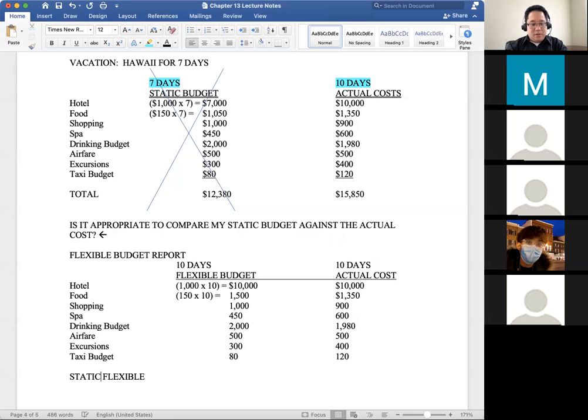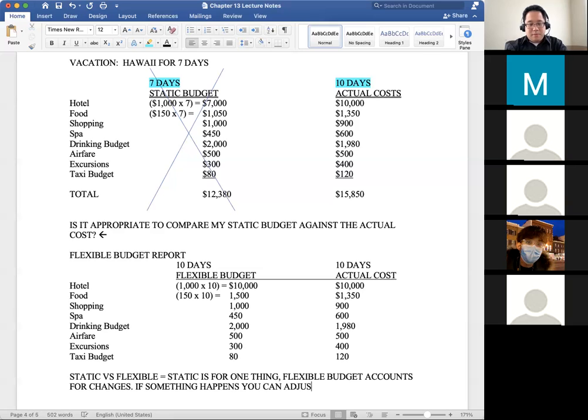So a static budget is like you're only budgeting for one specific thing with no changes, and like a flexible budget, you're budgeting for something where there is a change, and it's important to have the flexible budget so that if something occurs, like you want to extend your trip or something, you have the ability to move your budget around, I guess, easier to compare what you've spent with what you planned on spending. Very good.